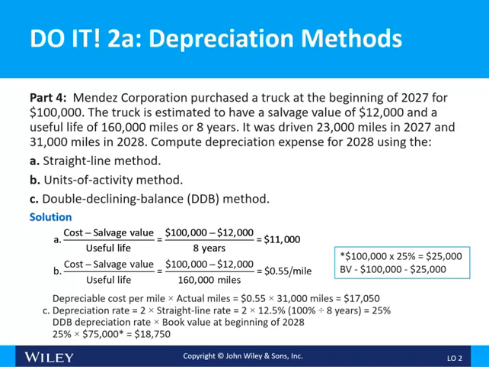Okay. If they were asking for the 3rd year depreciation, we'd have to do the first 2 years to get the book value and then apply the rate. So just be careful of what year they're asking for on the double declining method.